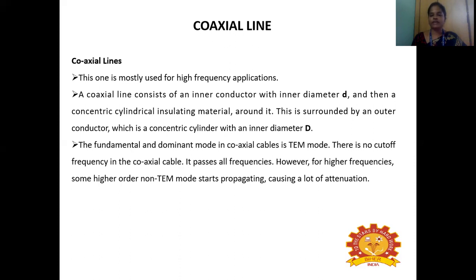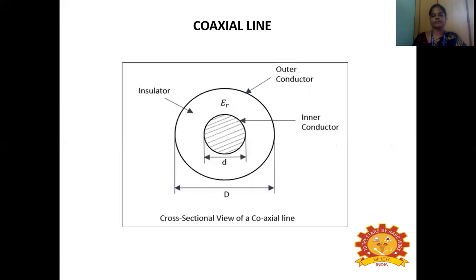In a coaxial cable, the fundamental and dominant mode is the TEM mode, the transverse electric magnetic mode. Unlike a waveguide, a coaxial cable has no cutoff frequency, so it passes all frequencies. For high frequencies, higher order non-TEM modes start to propagate, which causes a lot of attenuation.